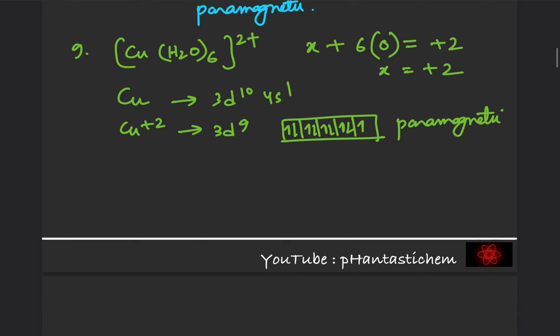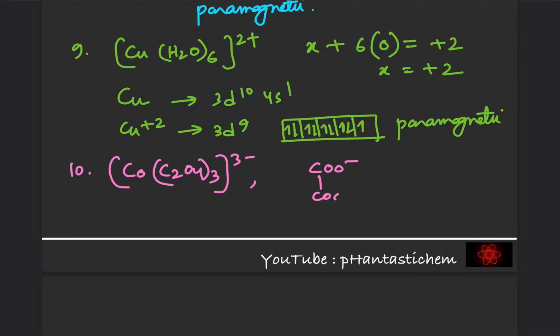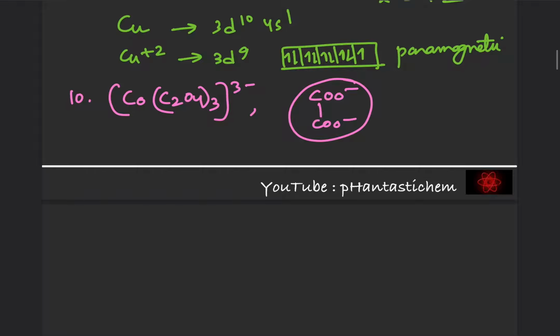Okay. And the 10th one is Co(C2O4)3 3 minus. So here the ligand is C2O4, which is the oxalate ligand, COO minus, COO minus. So it has got a charge of -2. Therefore, x plus 3 into -2 is going to be -3. So x is going to be +3.